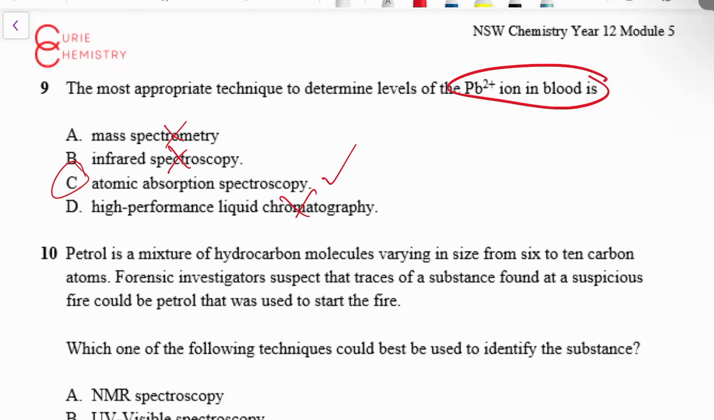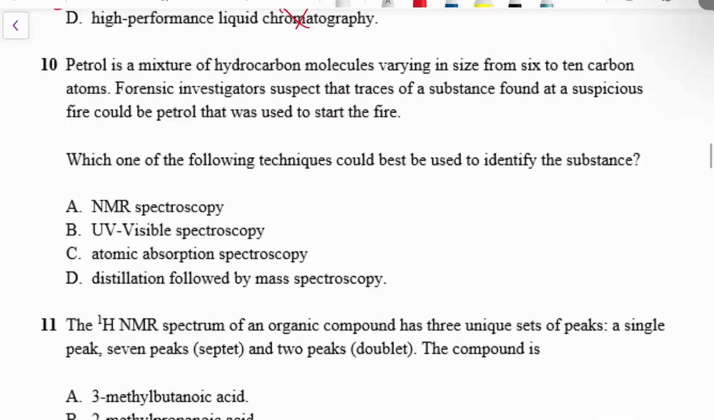Any questions? No. Then question 10, another one. Petrol is a mixture of hydrocarbon molecules varying in size from 6 to 10 carbon atoms. Forensic investigators suspect that traces of a substance found at a suspicious fire could be petrol that was used to start the fire. Which one of the following techniques could best be used to identify the substance? A, NMR spectroscopy. What does NMR spectroscopy give us? The different chemical environments of carbon and hydrogen. So that matches. There are carbon atoms here, there are hydrogen atoms here.